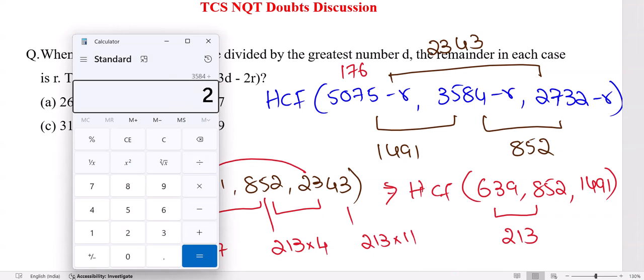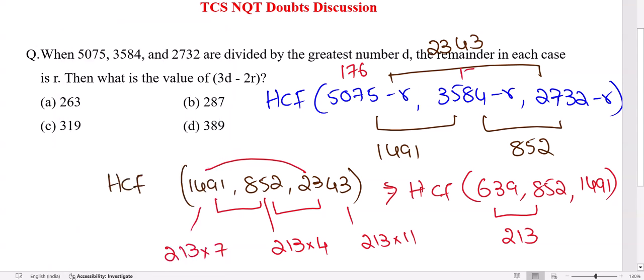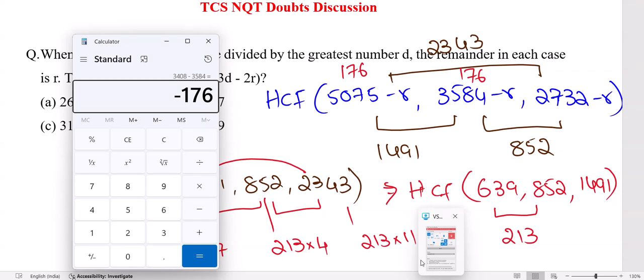3584 divided by 213, I got 16 point something. So 213 into 16 is 3408, and 3584 minus 3408, here also 176 remainder. Next we'll see. Okay, maybe the remainder is 176.